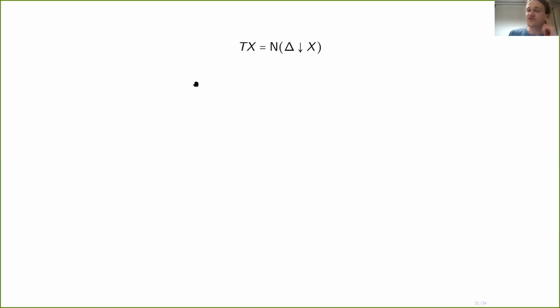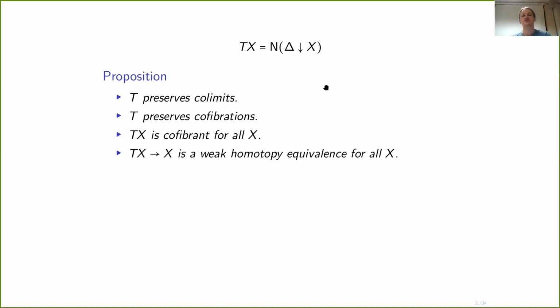And with that, we can construct an explicit cofibrant replacement functor, which is given by the nerve of the category of simplices of a simplicial set X. So this is the category of elements of a presheaf. And this turns out to satisfy the exact dual properties of the X infinity functor, except without the cofibrancy assumptions.